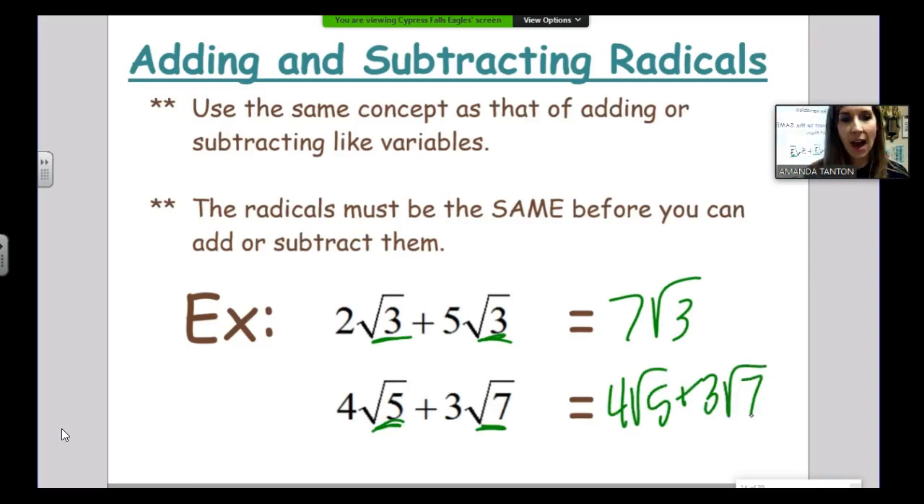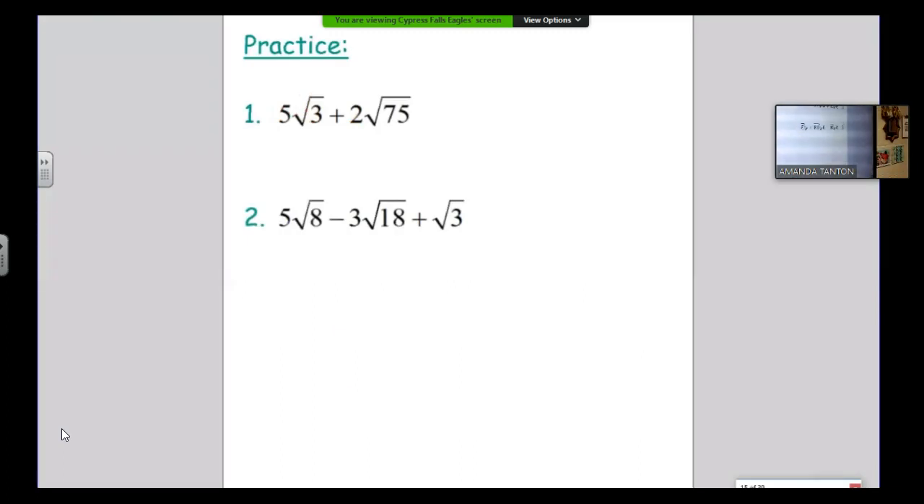Do you see that? So it's like I have 2 root 3's in this hand, and I have 5 root 3's in this hand. How many root 3's do I have? I have 7 of them. Whereas in the other problem, I've got 4 root 5's and 3 root 7's. What do I have? Well, I still just have 4 root 5's and 3 root 7's because they're different radicals. They're different terms. Okay? So try these 2 problems.